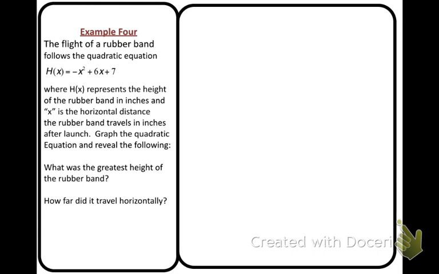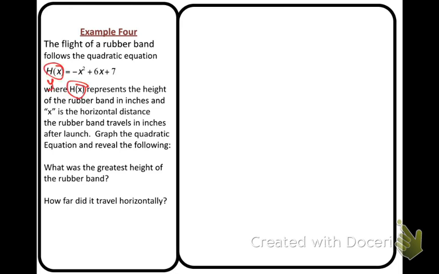We're given a little word problem here, but it's going to be the same exact way. And just try to draw it to the best of your abilities. So the flight of a rubber band follows this quadratic equation. H of x equals negative x squared plus 6x plus 7, where h of x represents the height of the rubber band in inches. So just a quick thing, h of x here, that just means y.